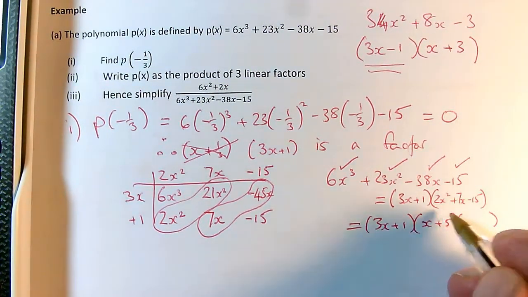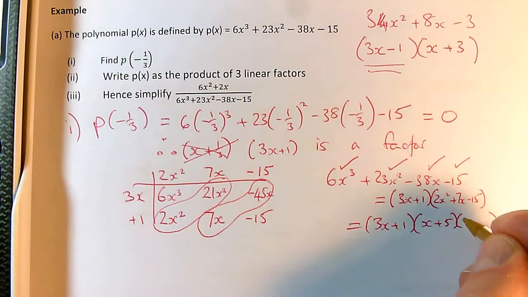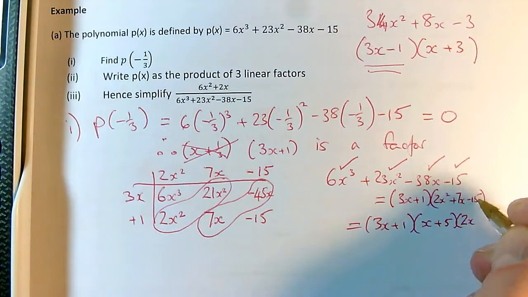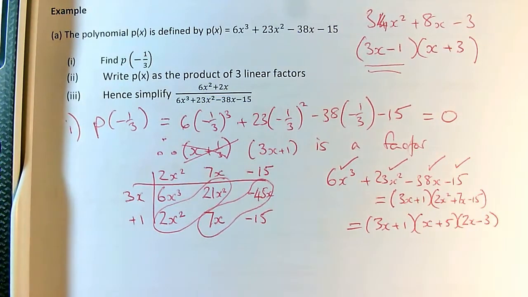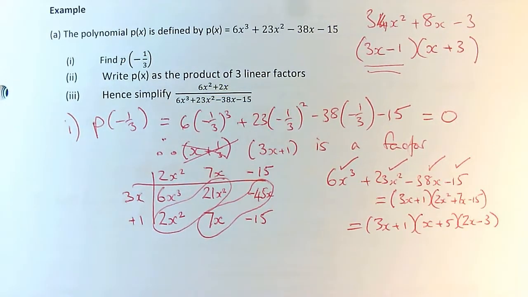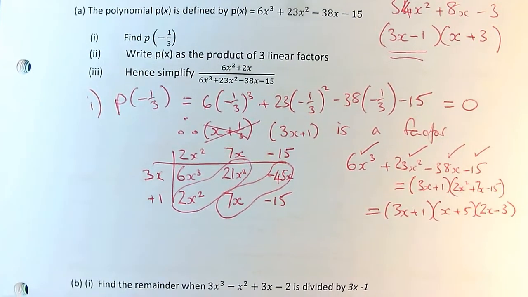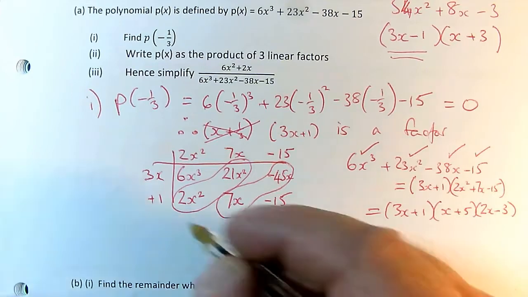In fact, I can see that to make the 2x squared, I need a 2x. To make the minus 15, I need a minus 3. And you can see that that factor there corresponds to that solution of plus 3 over 2. Okay? All right, good. And then finally, so that was part 2.